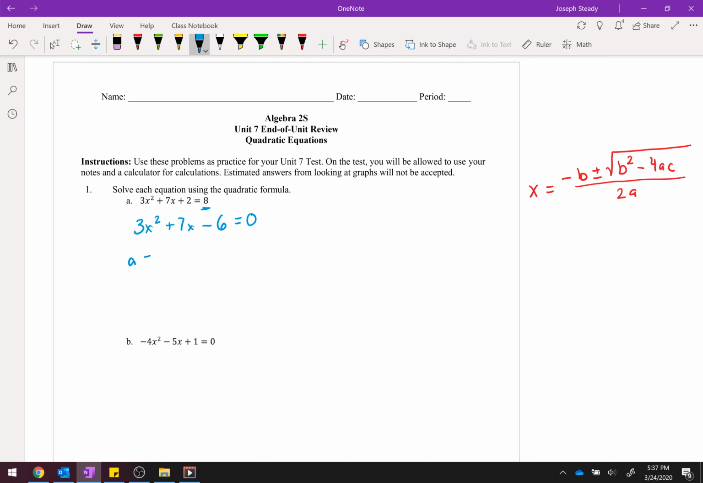In this case, a is 3. It's always the number that's in front of the x squared. B is 7. It's the number that's in front of the x. And c is negative 6. It's the number that is by itself.